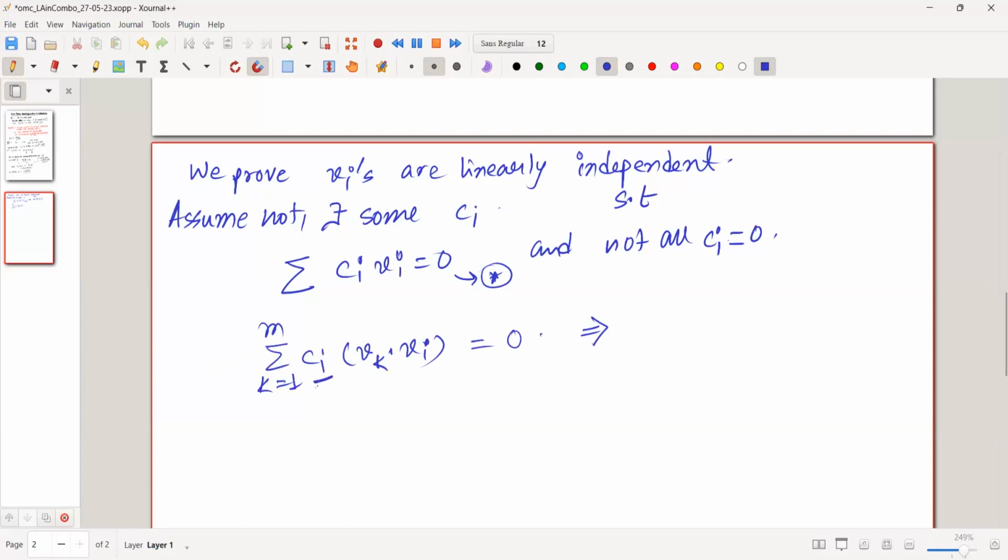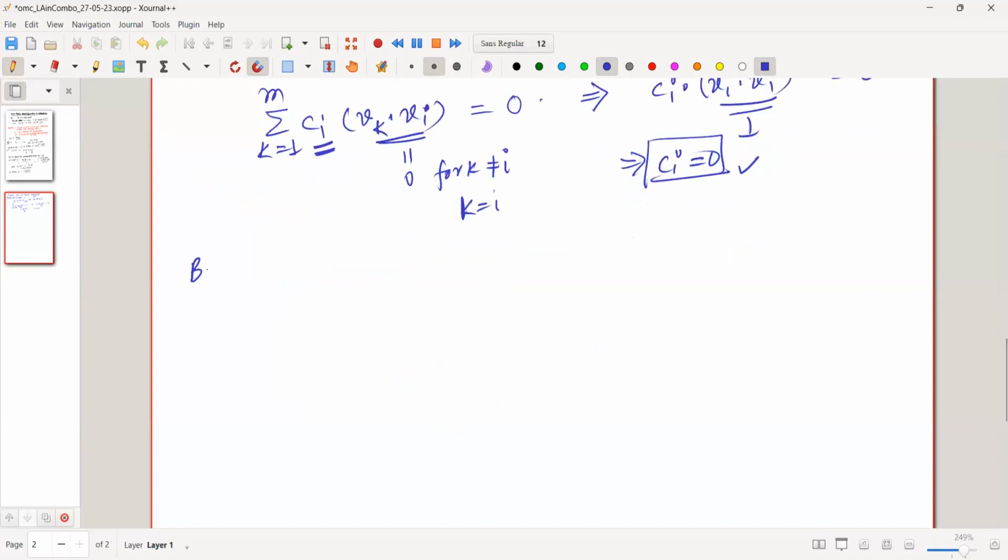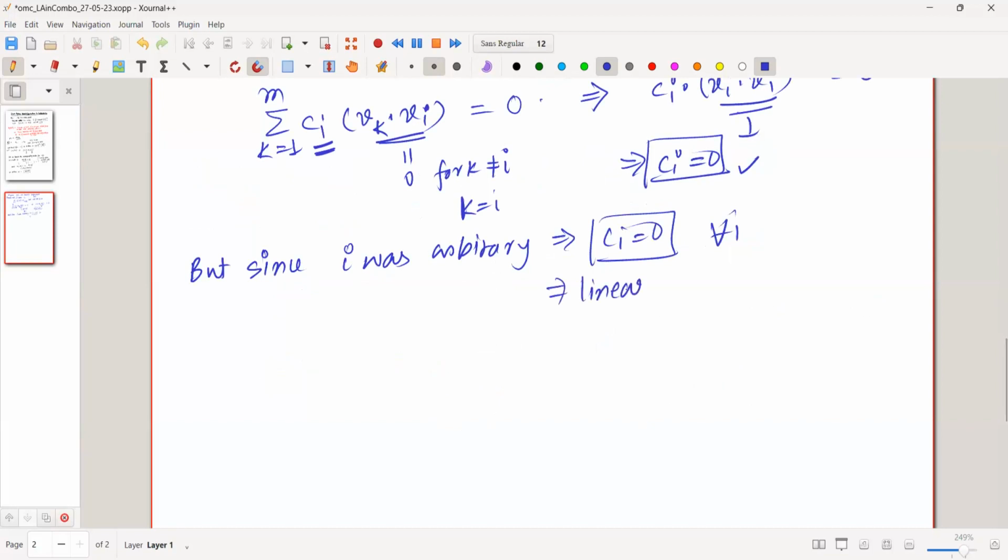But then you know that Vk dot Vi is equal to 0 for k not equal to i. So the only non-zero value we get is from k equals i. That is Ci times Vi dot Vi, which is just 1, right? And the 0 still remains. So this means that Ci equals 0. But since i was arbitrary, this shows that Ci equals 0 for all i. So this implies linear independence.